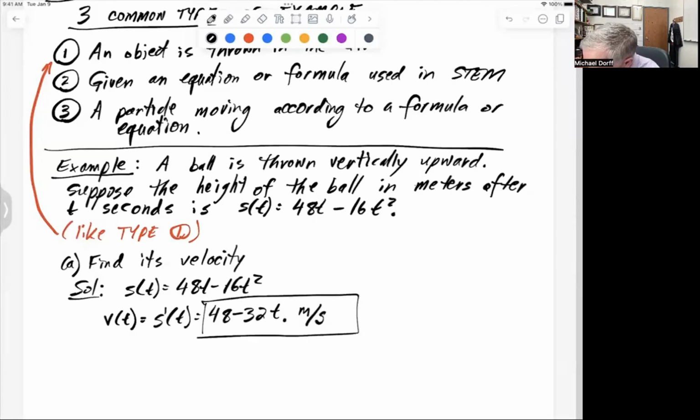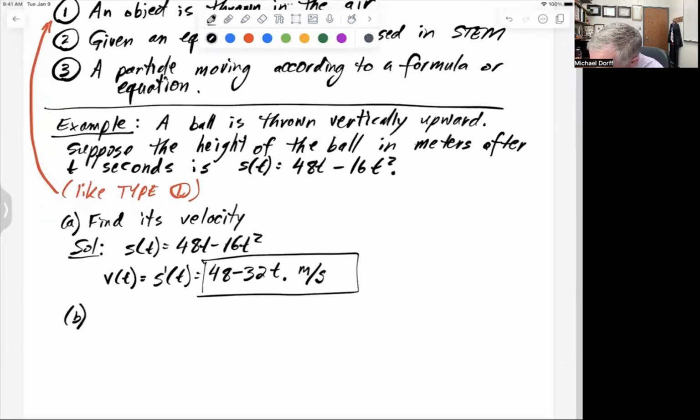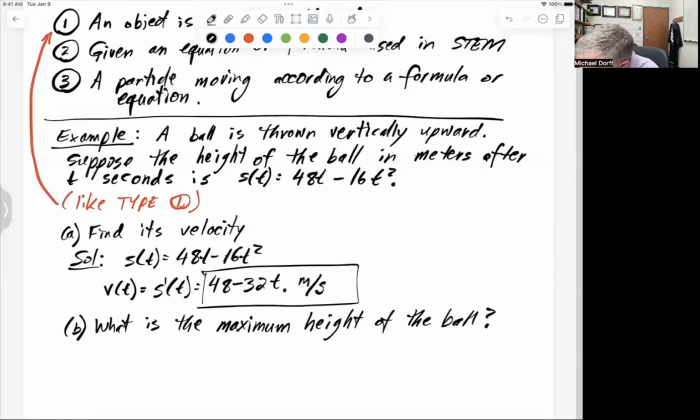Another thing that we could find here is what is the maximum height of the ball. Maybe to draw a picture, what's happening here is we're throwing this ball up and it goes up like this. It has a parabola shape, and we know it's a parabola shape because our formula has a t squared here. The fact that there's a negative number in front of that means that it's an upside down parabola, an upside down U, like this.